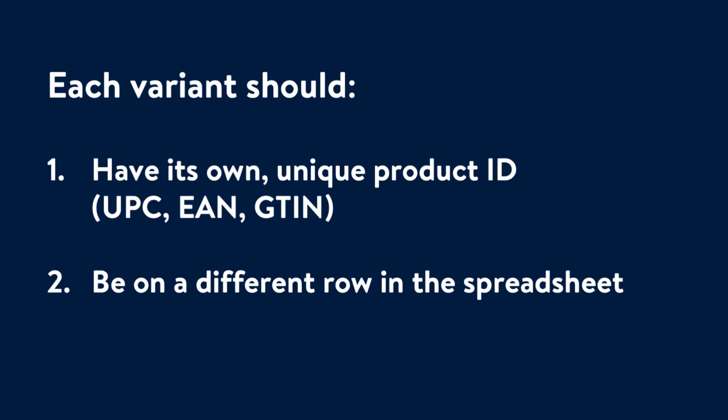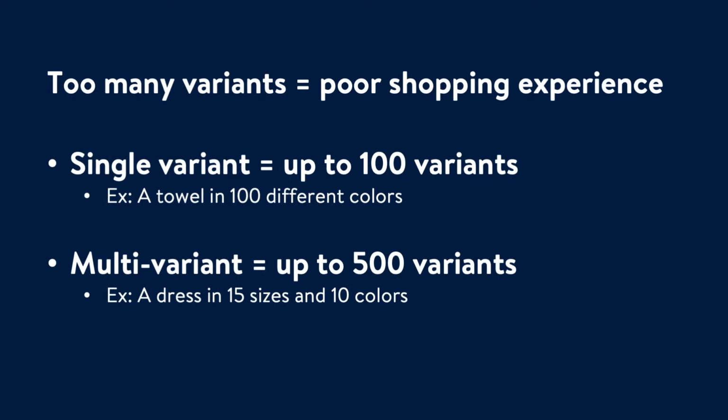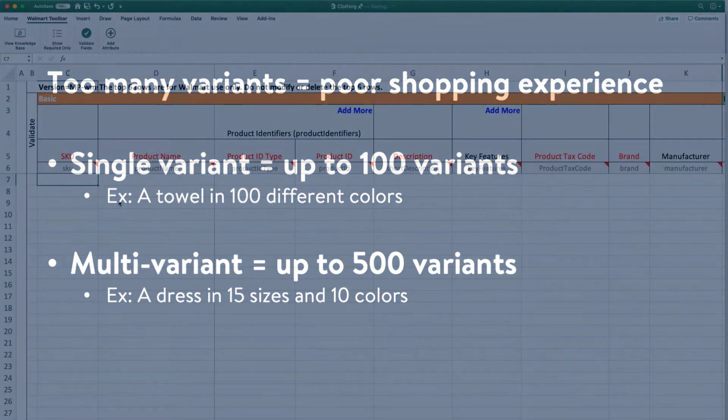For example, if you have a shirt in 2 colors and 3 sizes, each variation should be a different row in the file. Lastly, we do have some limits on how many variants you can create, as you can see here. We've created these limits to help ensure a great shopping experience for our customers. Now, let's start filling out the spreadsheet.